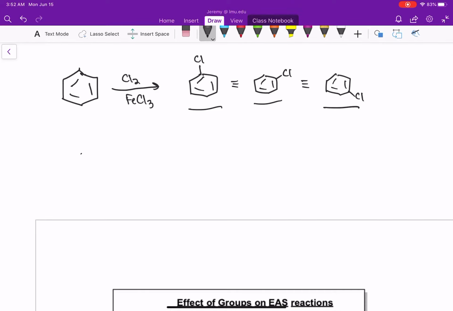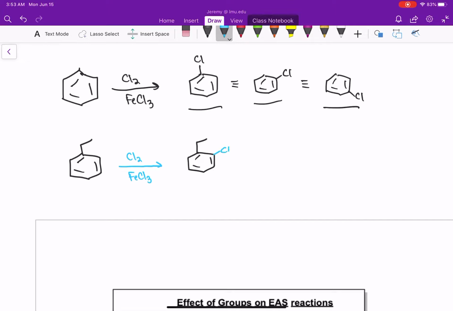The question I want to pose in this video is, what if we have a substituent group already on our ring? So what if we start with ethylbenzene? If we treat ethylbenzene with Cl2 and FeCl3, we know this reaction is going to substitute a hydrogen with a chlorine, but the question is where? There are three isomers that we could form.